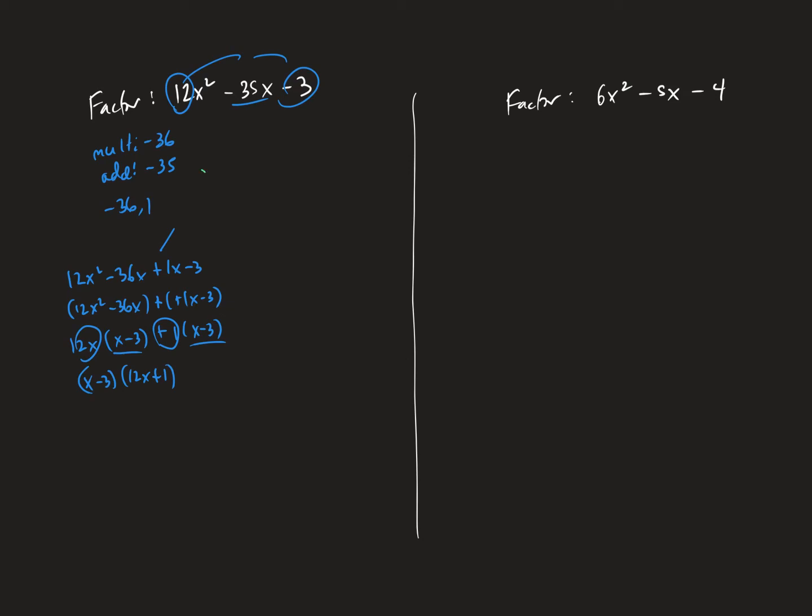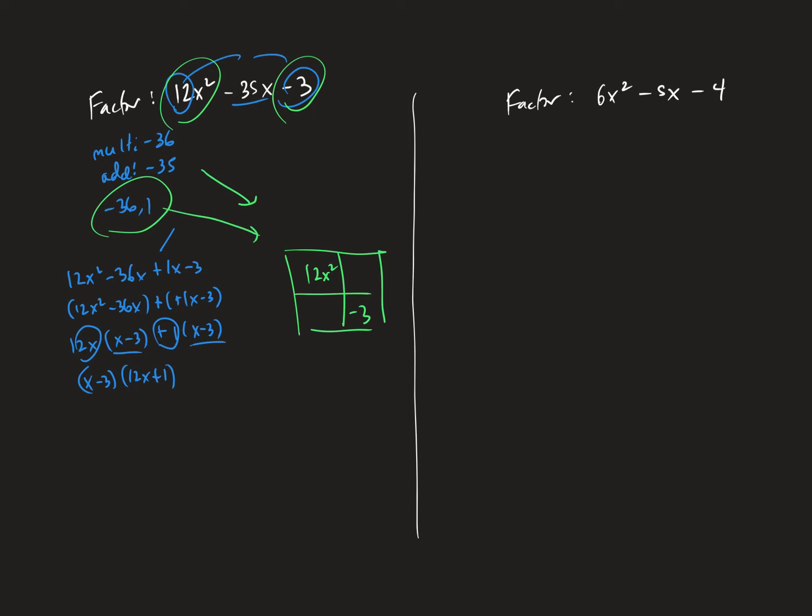Now, if I do it with a box, same process for here, but now I draw a box. I write the quadratic term in the upper left, the constant term in the bottom right, and two terms using these numbers in the bottom left and top right. Then I'm going to look at the first column and pull out the greatest common factor.